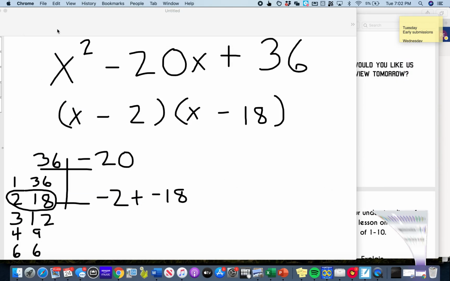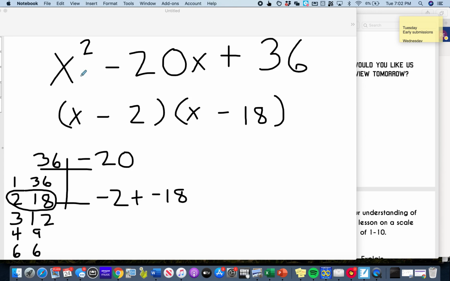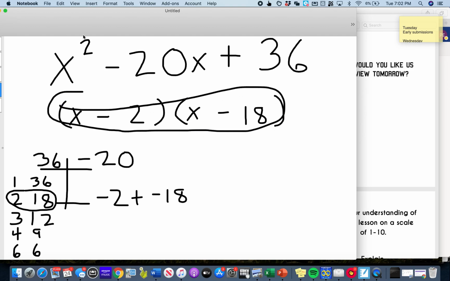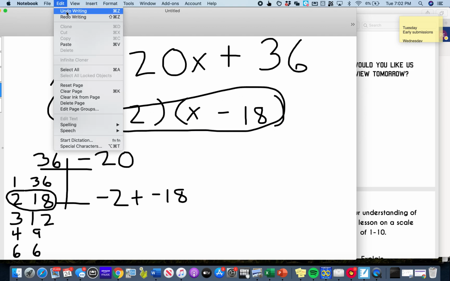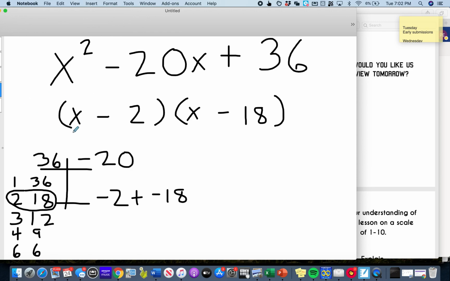So imagine, if you will, that I have actually done this particular problem and I factored it, and this is the answer that I got. Ooh, that was really ugly. Let me just undo that writing. Okay, because now you can see where I got it. So I factored this trinomial into this binomial, and I still have to do the work on paper, but now I'm going to use the Google form to check and make sure that I did it correctly.